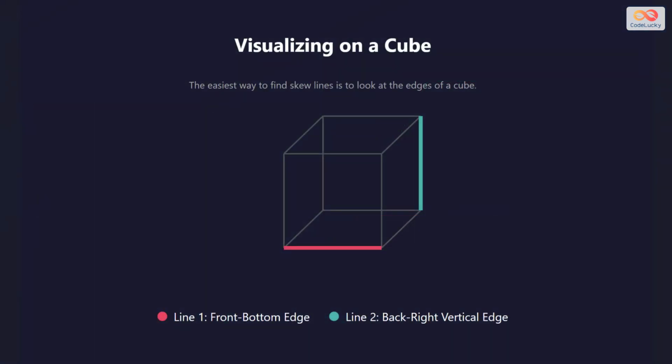The easiest way to visualize this is using a cube. Look at the red line on the bottom front edge. Now look at the blue line on the back right vertical edge. The red line goes left to right. The blue line goes up and down. They are not touching, but they are clearly not parallel either.